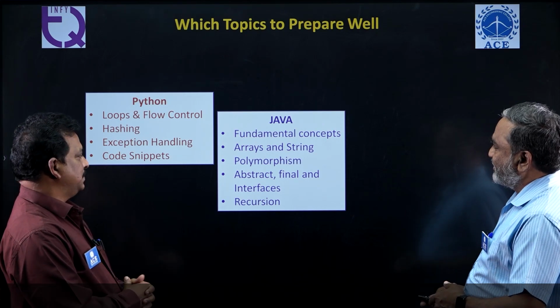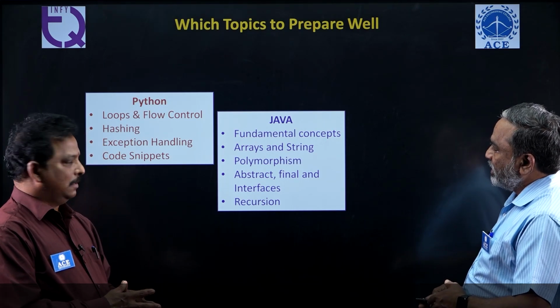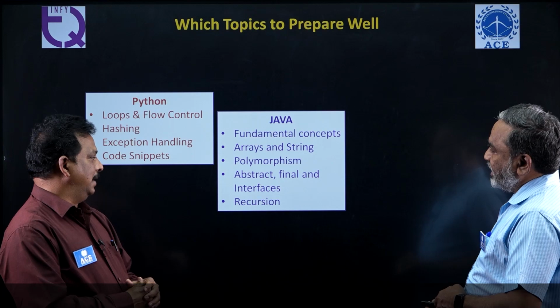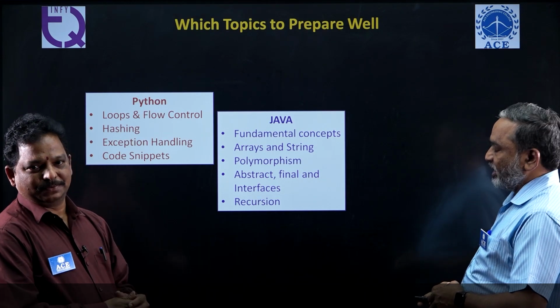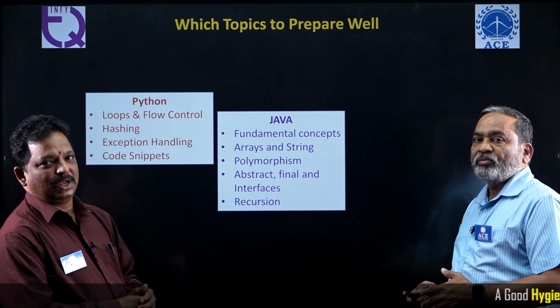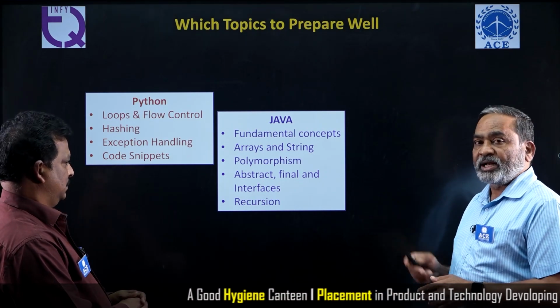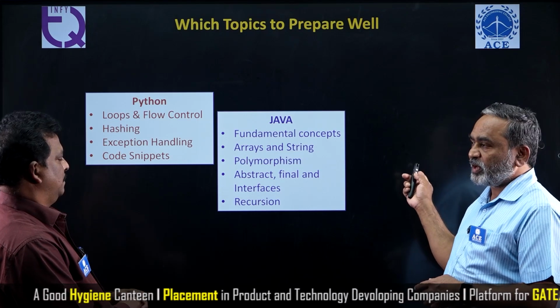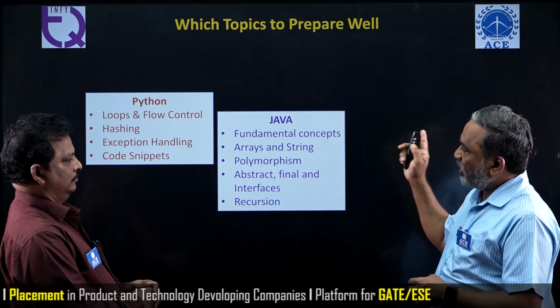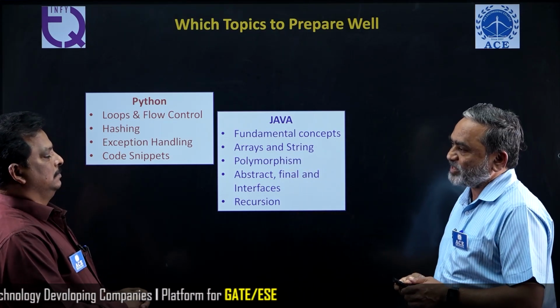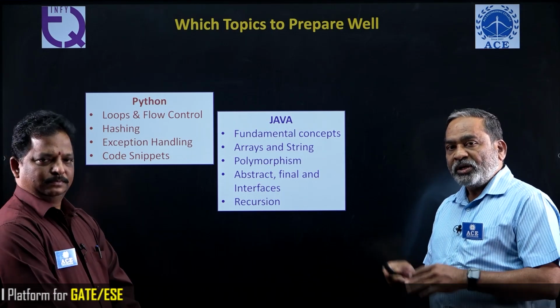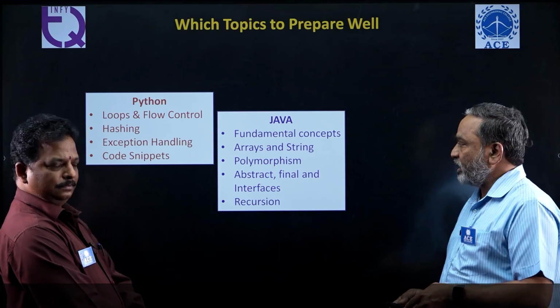Similarly, in Java: fundamental concepts, arrays and strings, polymorphism, abstract, final and interfaces, and also recursion. These are the important topics in Java. More questions will be asked from polymorphism, that is OOPS concepts. Yes, there is a little bit of overlap. OOPS has its own paper and module, and in Java and Python also there will be OOPS. Exactly, so there could be overlap. So better preparation is very highly recommended.